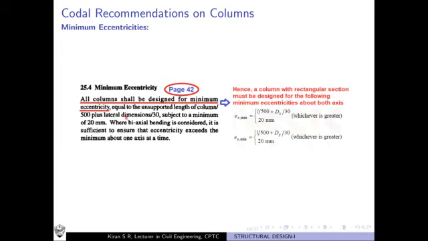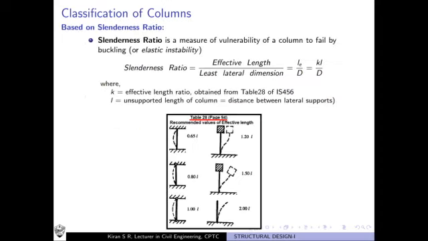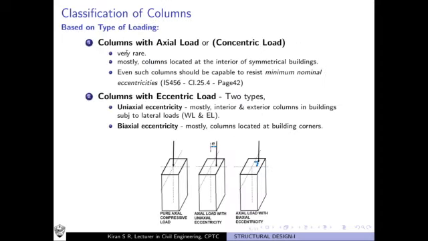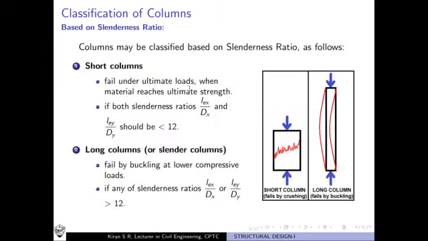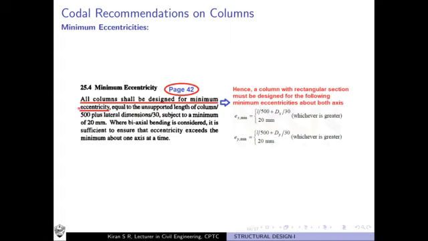Now coming to minimum eccentricity, we have already discussed in our previous session about columns with axial load. We said that it should be designed to resist minimum eccentricities also. The minimum eccentricity is defined by the IS code, page number 42, clause 25.4.